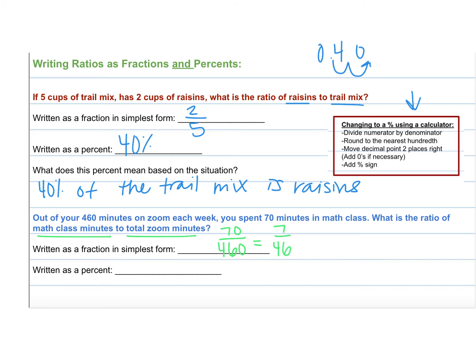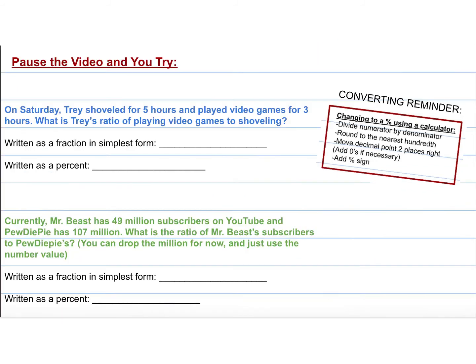So now turning that into a percent. Again, numerator divided by denominator, so 7 divided by 46, and we're going to get a decimal. Round to the nearest hundredth, which is 2 spots after the decimal. Move the decimal 2 spots to the right, add a percent sign, so 15%. So that means 15% of the Zoomed week was for math class. So this is where you would, again, pause, try these on your own, and then come back and rewatch.